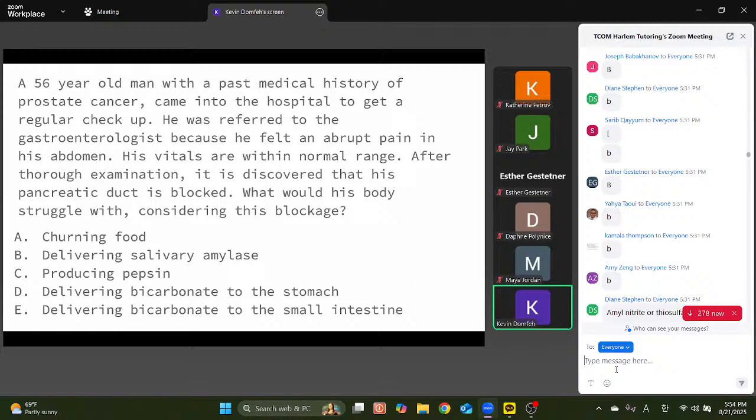A 56-year-old man with a past medical history of prostate cancer came into the hospital to get a regular checkup. He was referred to the gastroenterologist because he felt an abrupt pain in his abdomen. His vitals are within normal range. After thorough examination, it was discovered that his pancreatic duct is blocked. What would his body struggle with considering this blockage?